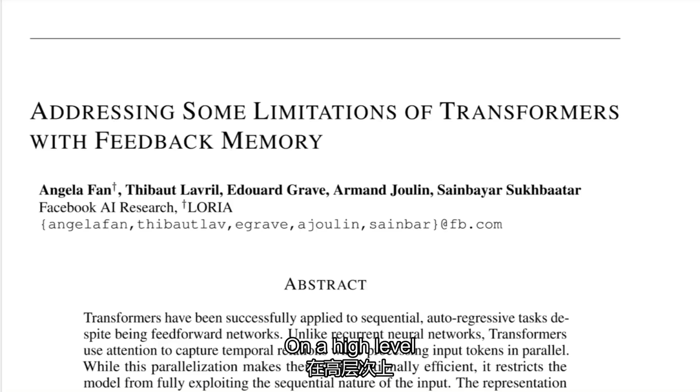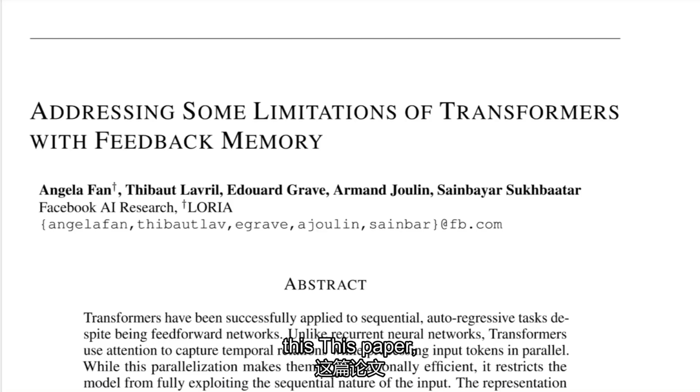On a high level, this paper, as it says in the title, addresses some limitations of transformers, specifically of decoding transformers that are trained with causal masking. And the problem is that these transformers don't make use of all of the information they compute, even though they technically could make use of that information, but they sacrifice it in order to train in parallel. And we'll see what that means.